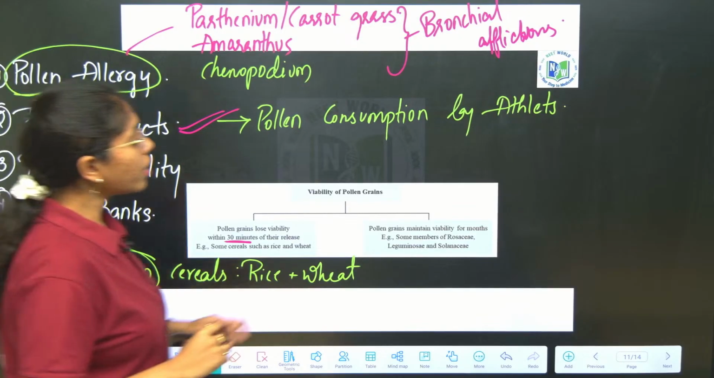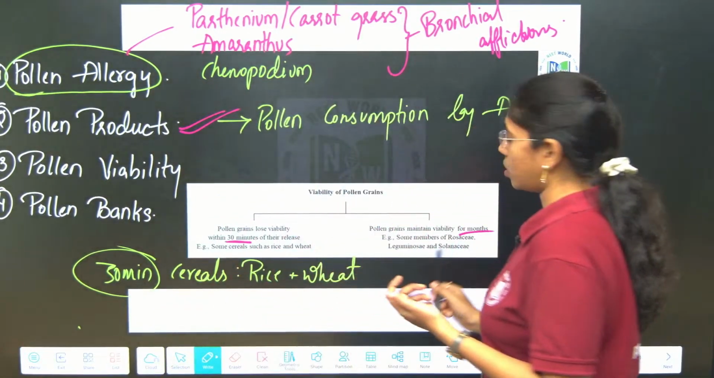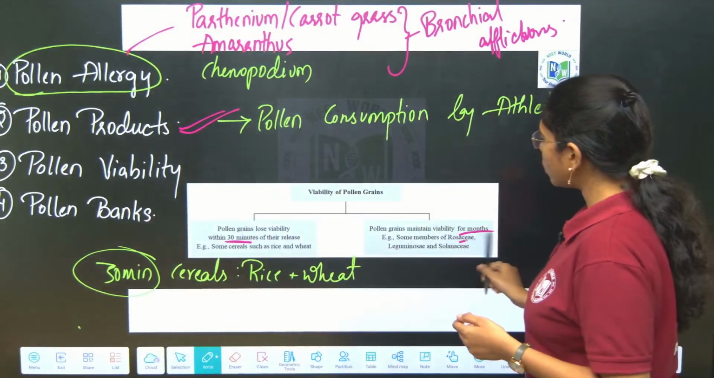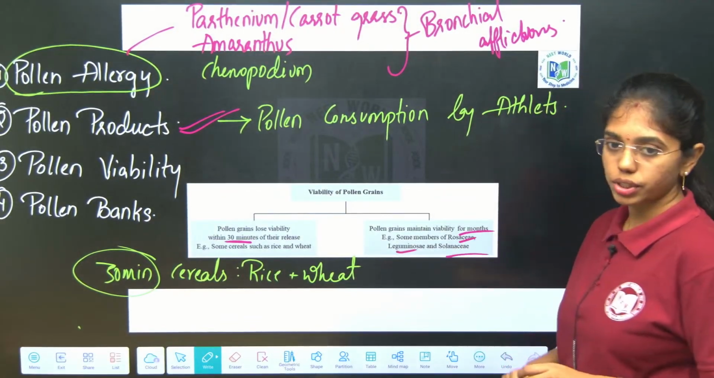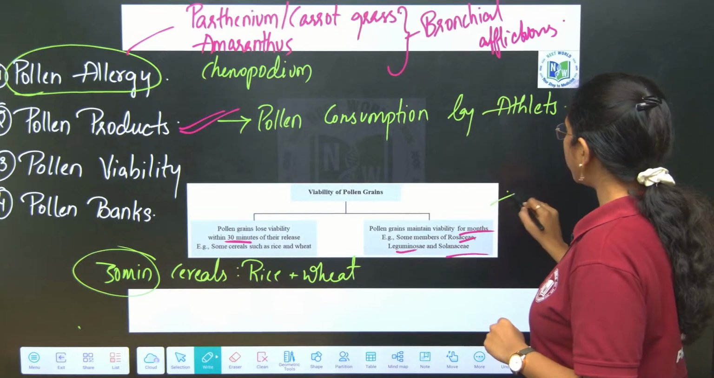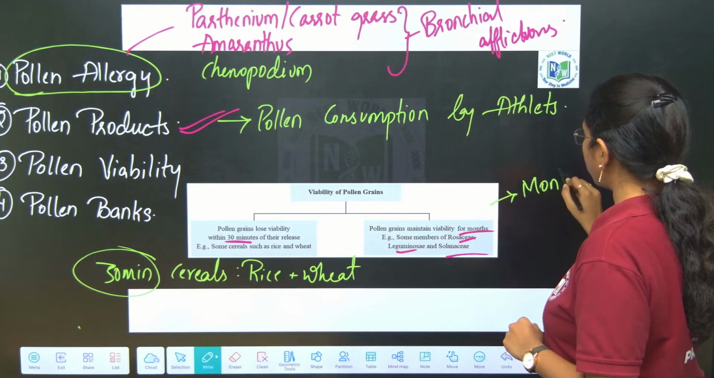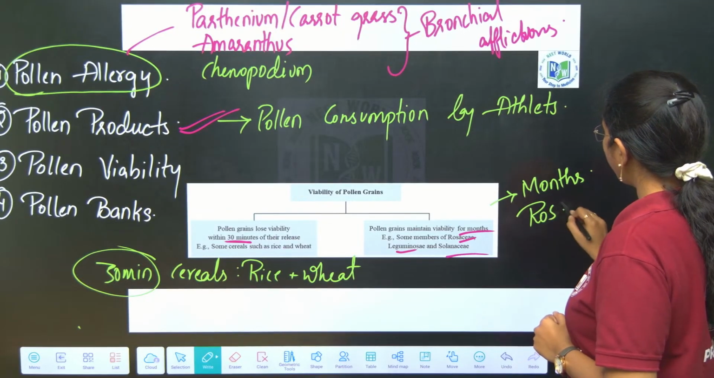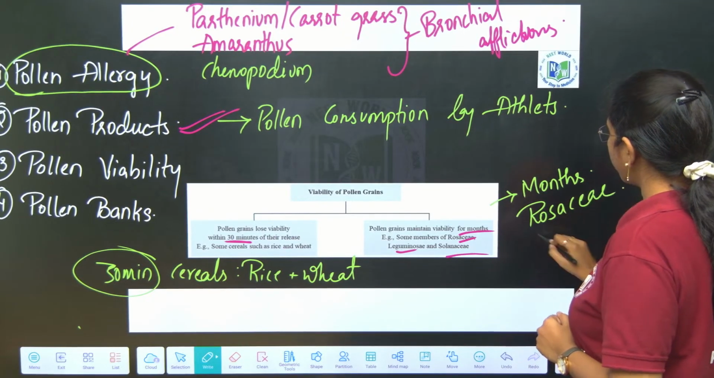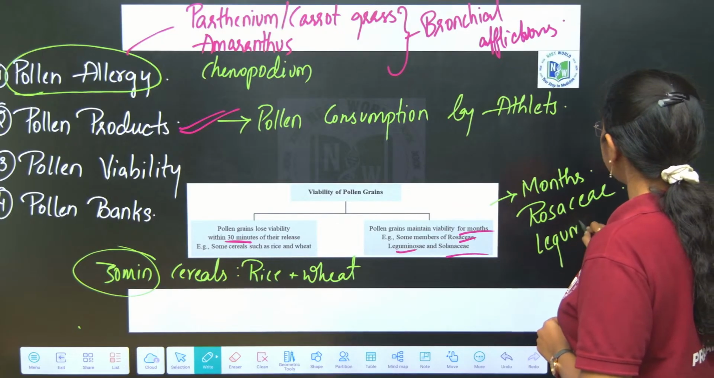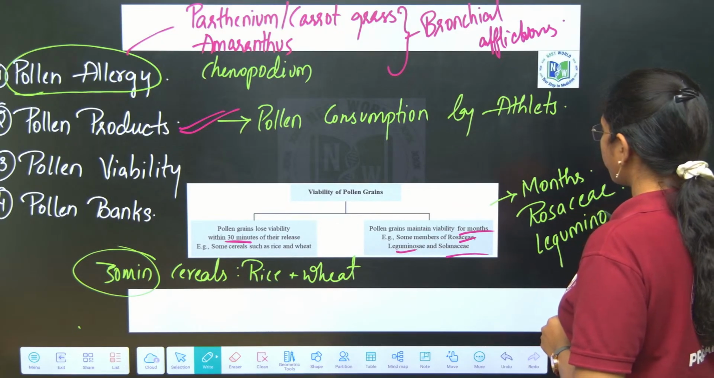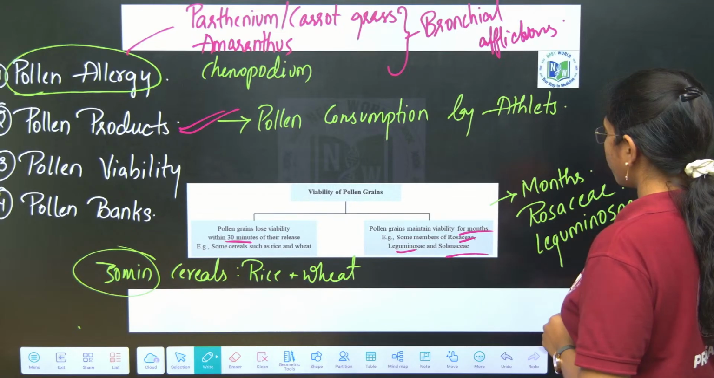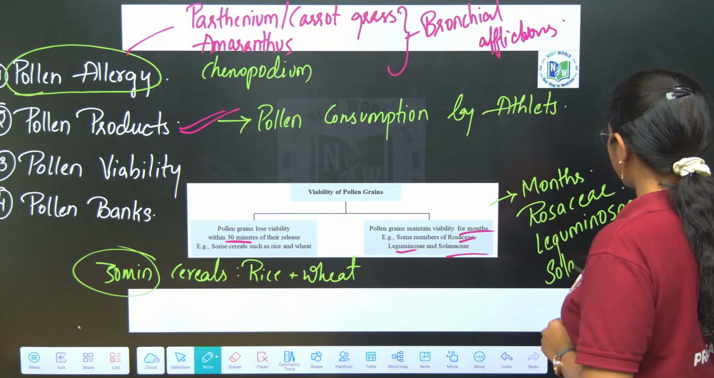It can be for a few months, up to 3 months, in Rosaceae, Leguminosae and Solanaceae. Pollen viability can extend up to months in Rosaceae, Leguminosae and Solanaceae.